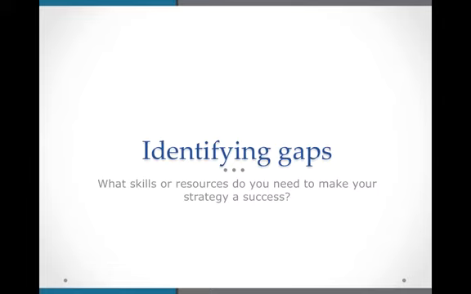Another area that's very important as part of strategic planning implementation is what skills or resources do you need to make your strategy a success? So you know where you are now and you know where you want to go. What's missing? So taking a real critical evaluation of what you need to do next is important on actually executing. Do you need more people? Do you need more money? Do you need more exposure? What gaps are there that are going to stop you or that are in between where you are now and where you want to go?